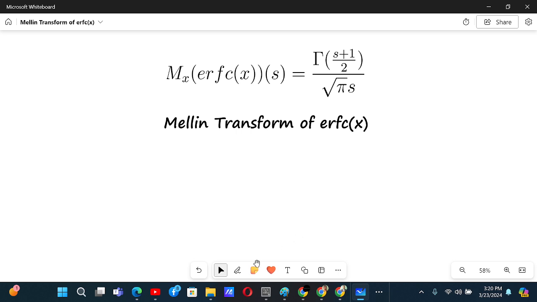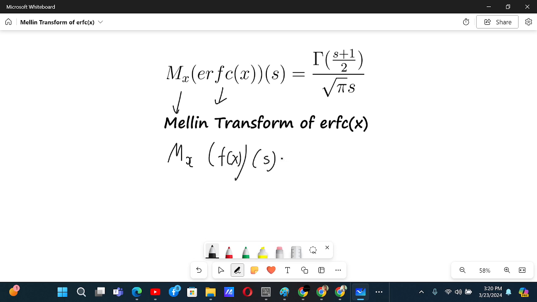Mellin transform of erfcx function. Okay, so I need to define both of these terms, erfcx function and Mellin transform, first. Just in case you are unfamiliar with those things, we know that the Mellin transform of a function f of x, with respect to s, can be defined as the integral from 0 to infinity of x to the power s minus 1 times f of x dx.